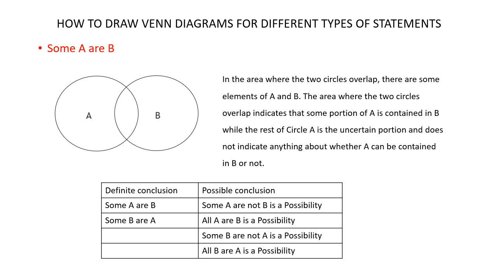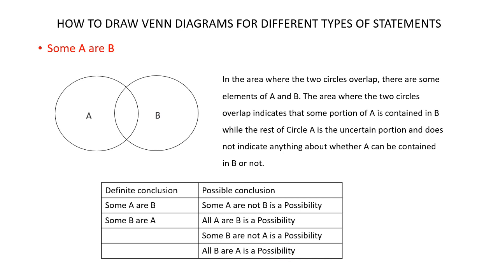So the definite conclusions from this Venn diagram are some A are B and some B are A. The possible conclusions arrived at from this Venn diagram are some A are not B is a possibility, all A are B is a possibility, some B are not A is a possibility, all B are A is a possibility.